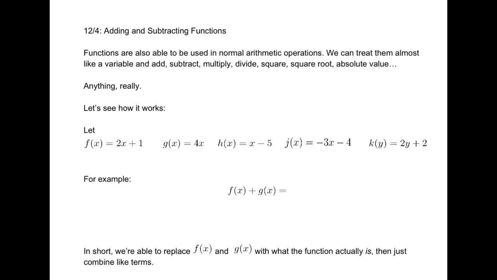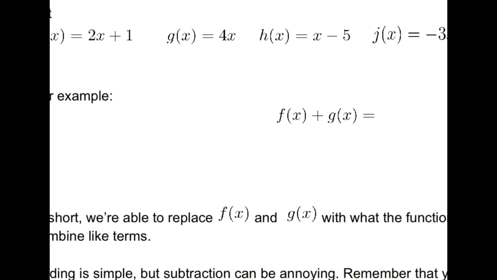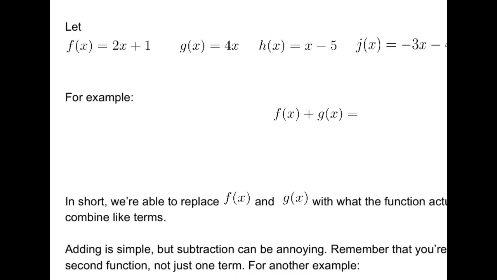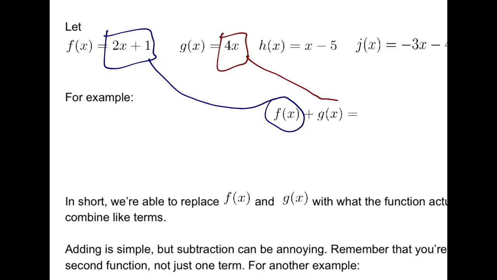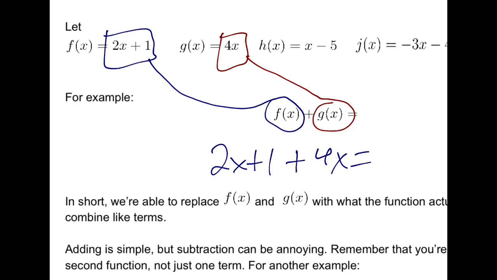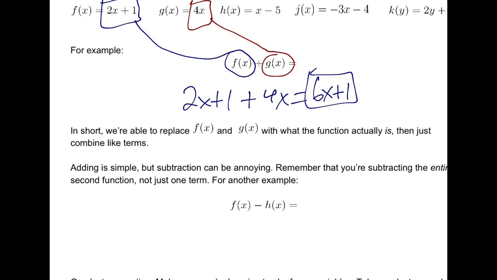If we want to add functions together, such as f of x plus g of x, what we do is we take what f of x is equal to and substitute. We take what g of x is equal to and substitute. So what we're really adding is 2x plus 1 plus 4x. Since there are two x terms, we can combine like terms, and we get 6x plus 1 as our final answer. In short, we're able to replace f of x and g of x with what the function actually is. Then, just combine like terms.